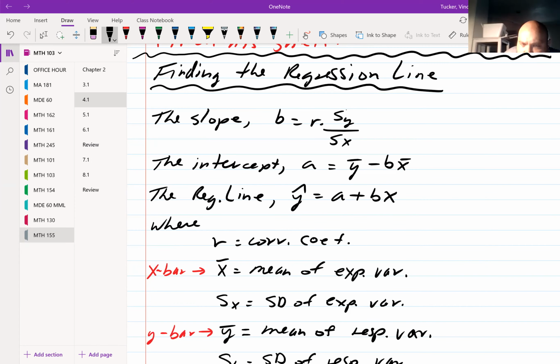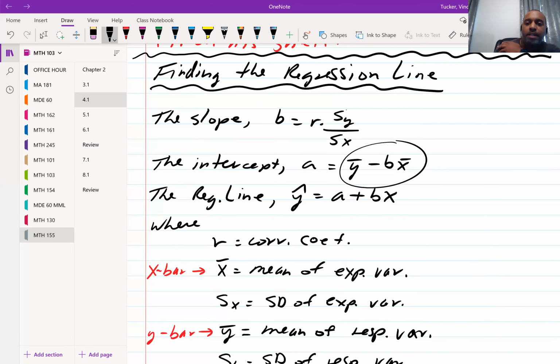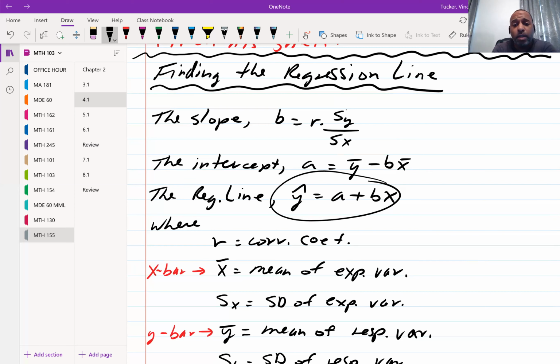So to find a regression line, to find the slope, which is B for us, that's R times S sub Y over S sub X. To find the intercept, we have Y bar minus B times X bar. So notice you have to find B first before you find A. And then once you find both of those, you actually have your regression line, which is Y hat equal to A plus B X.